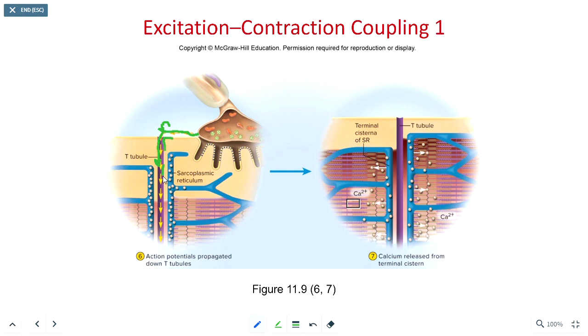As the action potential travels down the T tubule, it is going to activate voltage-regulated ion channels that are the terminal cisternae of the sarcoplasmic reticulum, SR, standing for sarcoplasmic reticulum. And when those voltage-regulated channels are activated at the sarcoplasmic reticulum, calcium ions are released and then travel to the sarcomere.